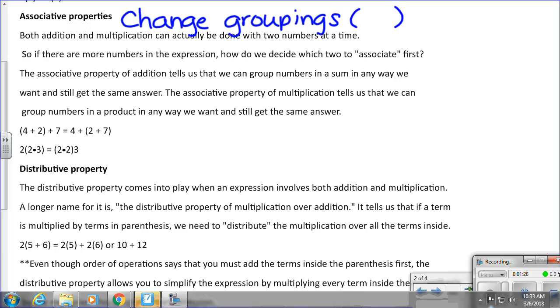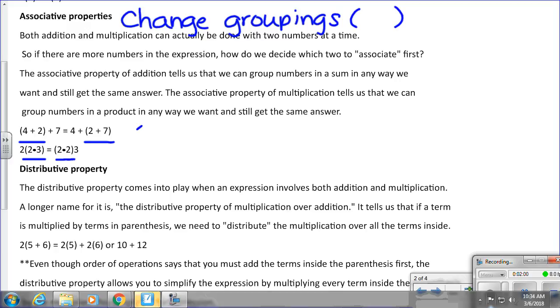So looking at our numerical examples, 4 plus 2 in parentheses plus 7 would equal the same amount as 4 plus 2 plus 7 in parentheses. So notice how I've moved the parentheses from around the 4 and the 2 to be around the 2 and the 7. The same concept goes for multiplication. 2 times 2 times 3 in parentheses would equal the same as 2 times 2 in parentheses times 3. Again, I'm just changing what I see grouped inside the parentheses.